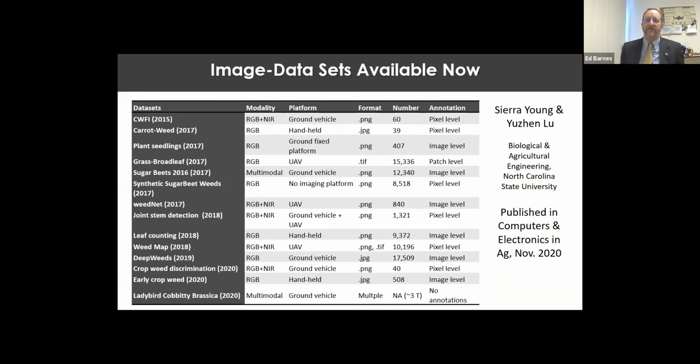There's a lot of work beginning to emerge of people publishing image data sets that can be used for training these systems in agriculture. This is a review paper that we sponsored with Dr. Sierra Young and Yuzhen Liu at NC State. Now Dr. Liu is at Mississippi State. And so one of the ones that came to mind, Deep Weeds, is out of Australia. And it was kind of interesting. Obviously, I'm not a weed scientist, but when I looked at all the weeds in that database, I realized I had not heard of any of them. And so definitely there's a need for local databases in all of this.